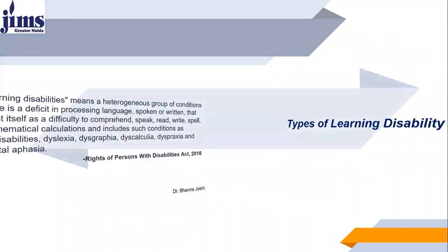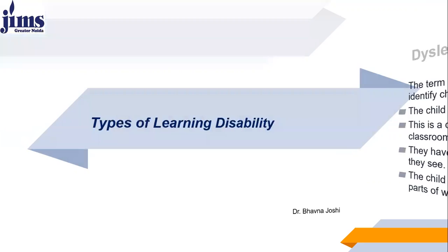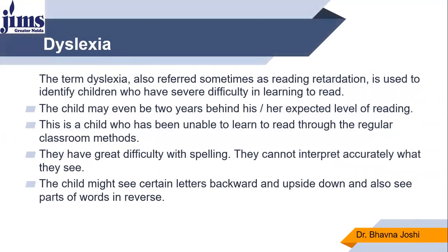In today's lesson, we will be discussing the first learning disability called dyslexia. Now, dyslexia is usually referred to as reading retardation. That means you can identify children who have severe difficulty in learning to read. In this, the child may even be 2 years behind his or her expected level of reading.